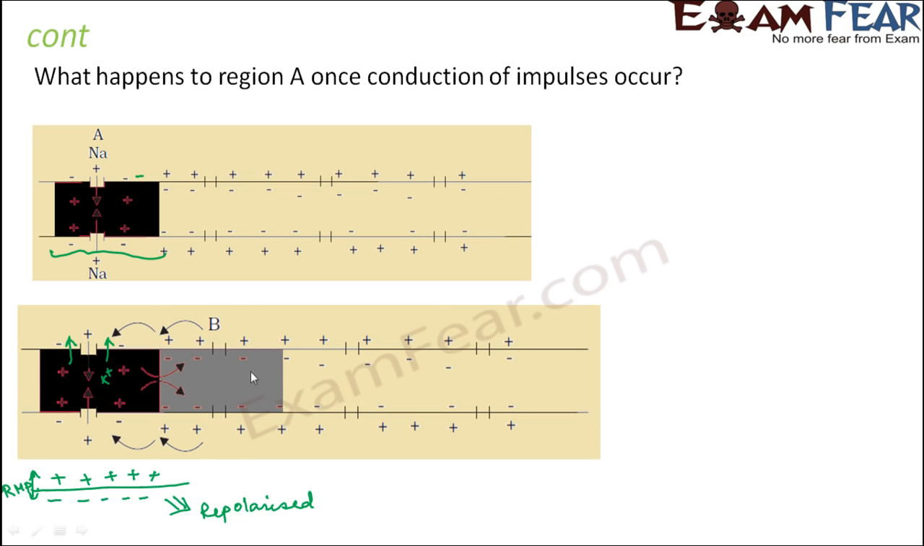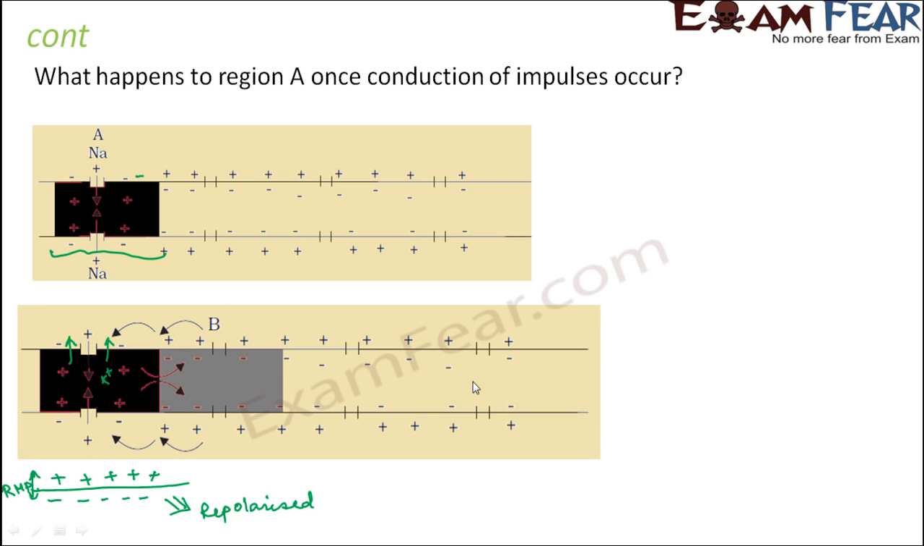This is how the entire process of conduction will take place, again from B to C, from C to D. This is how the movement will take place, and how the repolarized state will be achieved for each of them. So now you understand how action potential is generated and how the action potential is conducted.